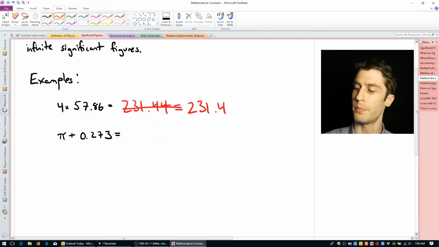And pi plus 0.273 is equal to 3.414, because we know both of these numbers out to the thousandths place. Okay, so that's how you deal with mathematical constants, and that's your intro to significant figures.